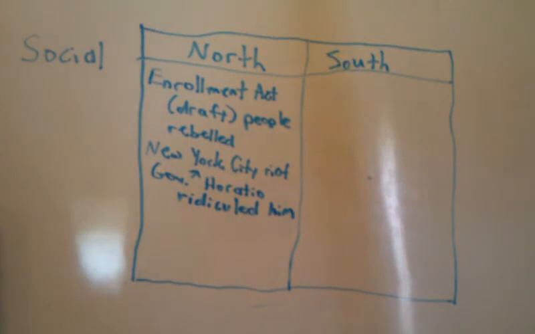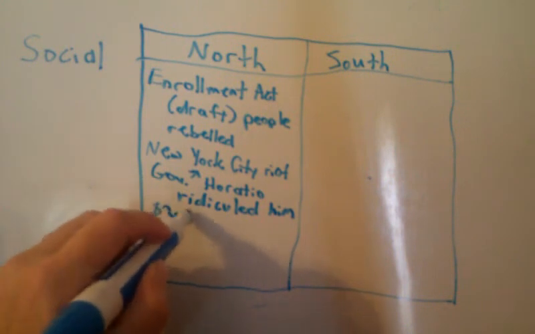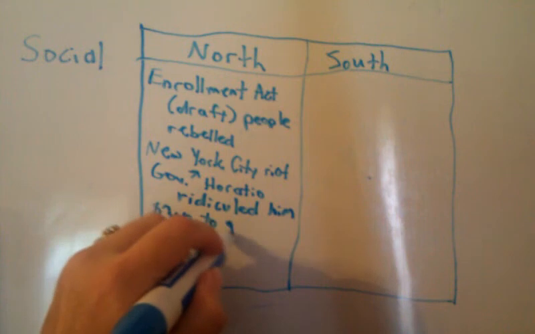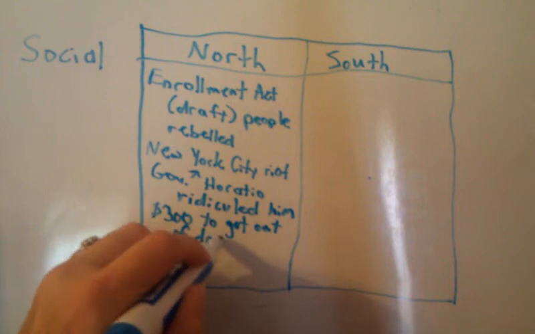The resentment toward the act stemmed from a clause that allowed wealthier men to get out of service by paying a $300 fee, because most people could not afford such an amount, particularly those who had recently immigrated to America. They demonstrated against the act. So the one thing that really caused problems was you could pay $300 and get out of the draft.